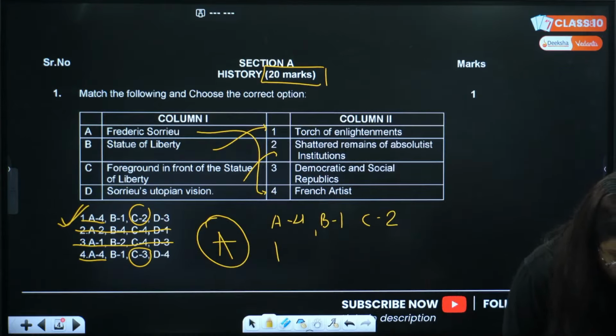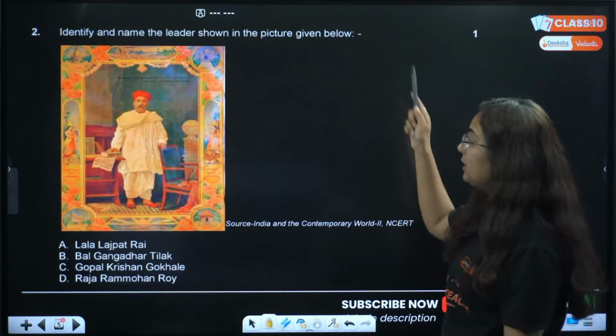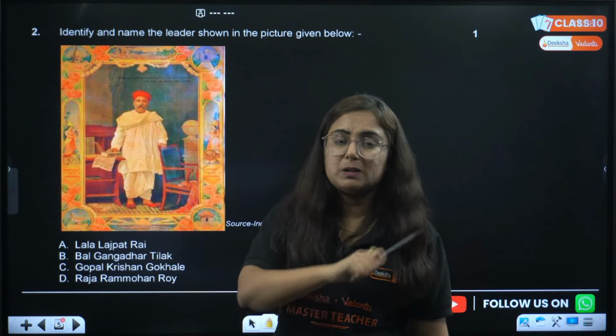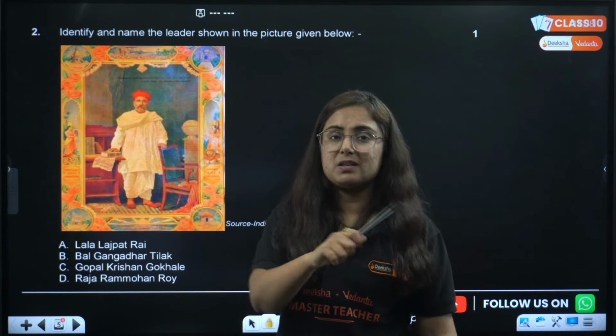Done with the very first question. Next, you will get a picture-based question, an image-based question, right from the NCERT, whose picture will be taken. For example, second question: identify and name the leader shown in the picture given below. Now this is tricky, but if you know the picture, if you know the person, then it's not tricky. So the picture is here. Option A, Lala Lajpat Rai. Option B, Bal Gangadhar Tilak. Or C, Gopal Krishna Gokhale. Or D, Raja Ram Mohan Roy.